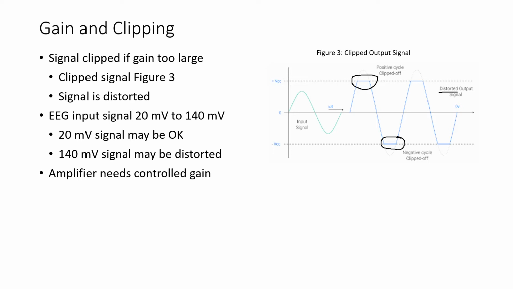Now, with EEG measurements, from what I've read, the input signal can range anywhere from 20 millivolts to 140 millivolts. It may be the case that the gain is such that a 20 millivolt signal will not be clipped. However, a 140 millivolt signal might be clipped and distorted. So it's not uncommon that our amplifiers need to have some means of controlling the gain so that we do not clip or distort the output signal of the amplifier.